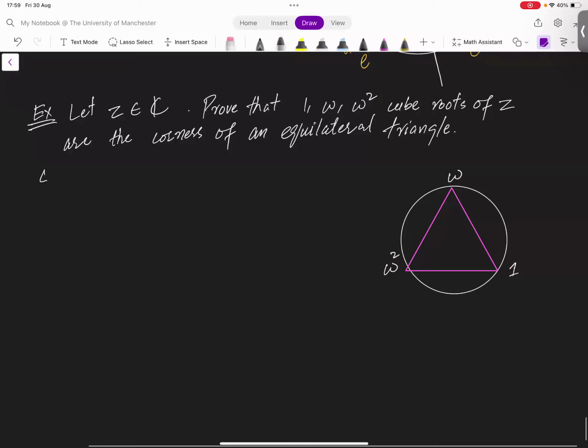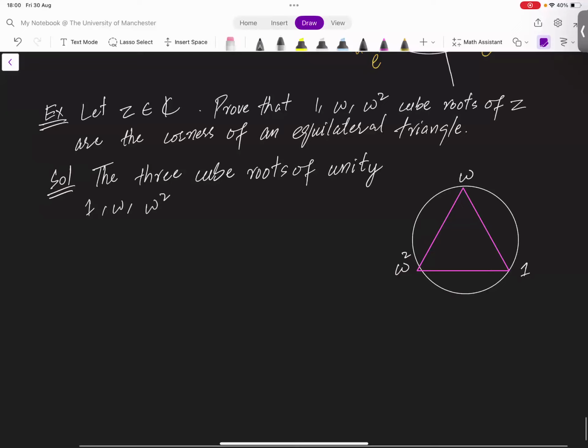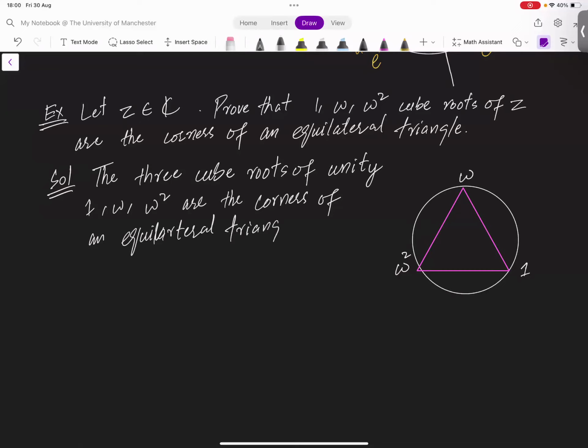see, the solution says the 3 cube roots of unity 1, omega, omega square are the corners of an equilateral triangle. Since you can easily see that the distance between any of these is under root 3. So the distance between any of these is under root 3.